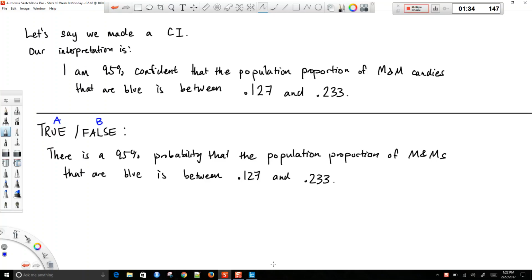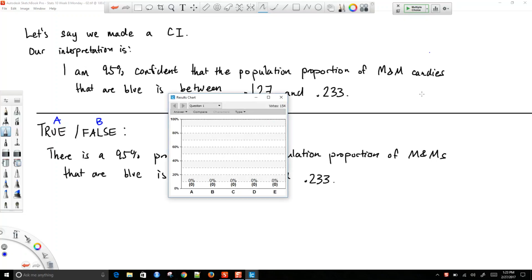Okay, I'm going to go ahead and click stop here. So if you haven't clicked your buttons, click your buttons. It's 99% of the hypothetical. Okay, all right. Let's take a look and discuss our answer here.